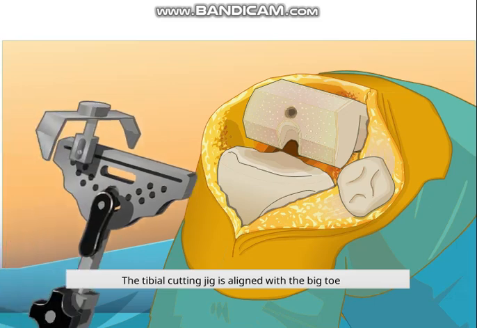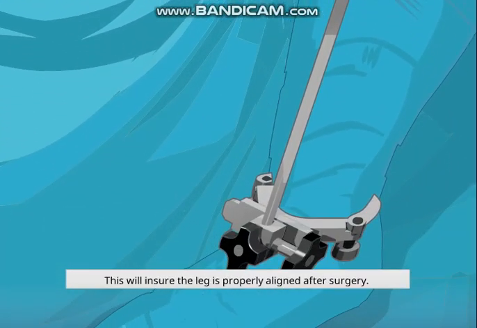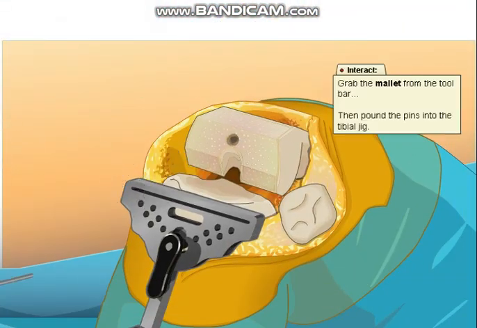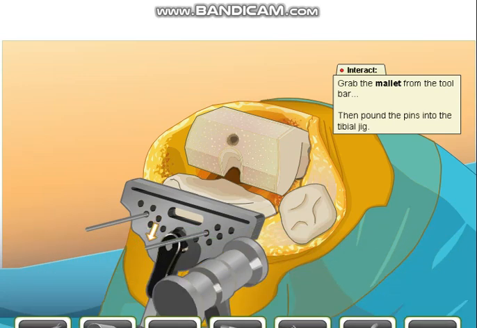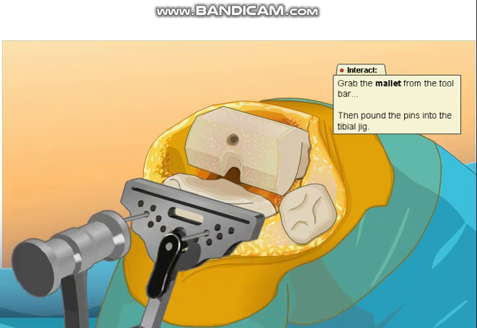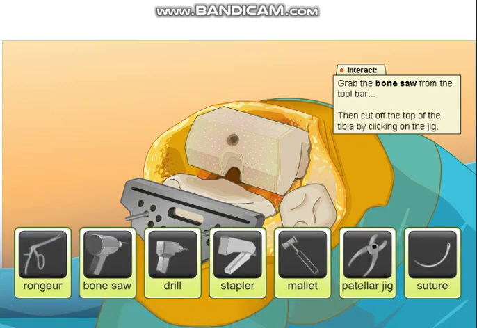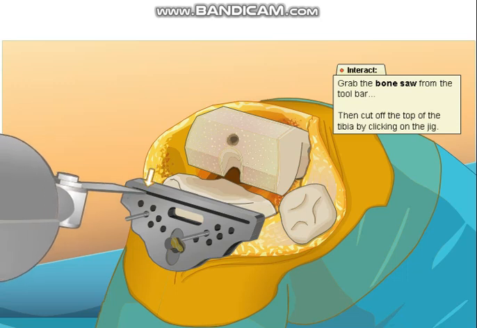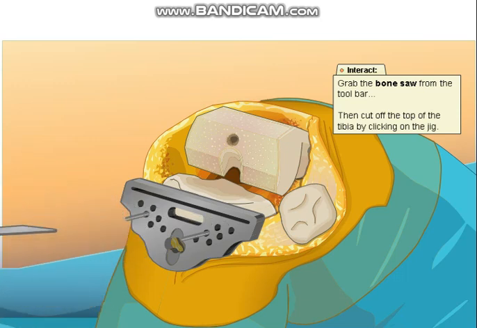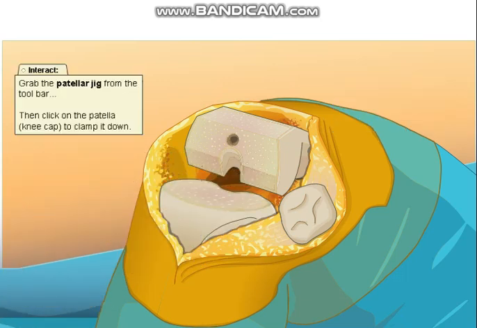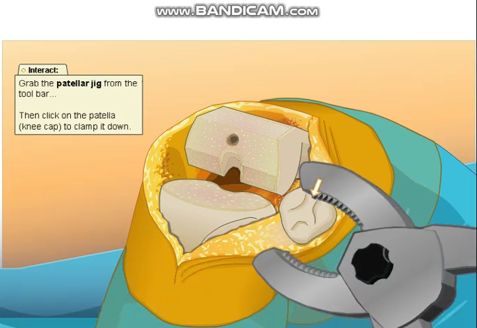The tibial cutting jig is aligned with the big toe and the highest point of the tibia. This will ensure the leg is properly aligned after surgery. Secure the jig in place with more pins. Use the bone saw to cut off the top of the tibia and prepare it for the new tibial components. Now we'll use the patellar cutting jig and bone saw to remove the back of our patient's patella.